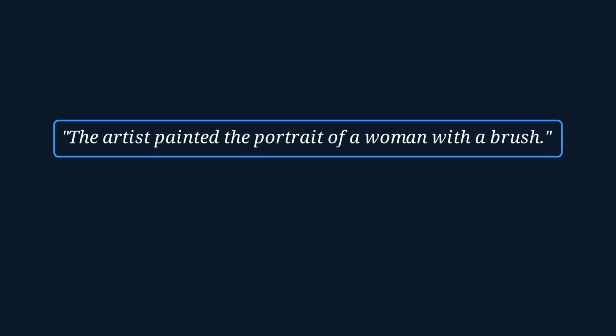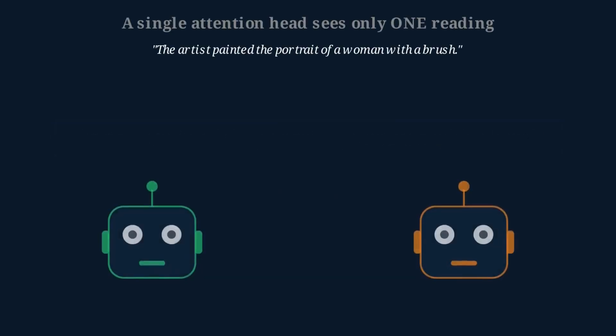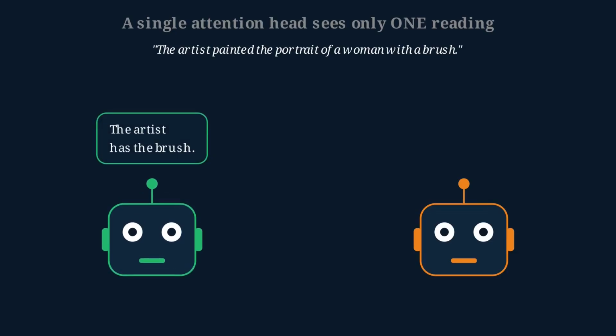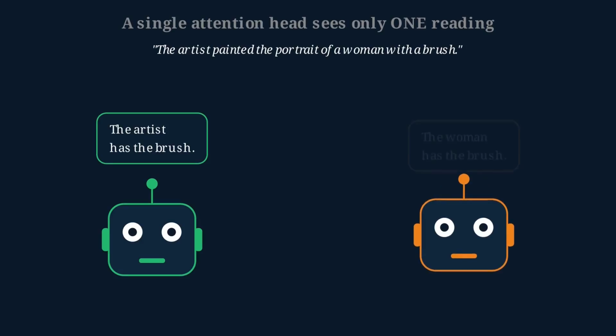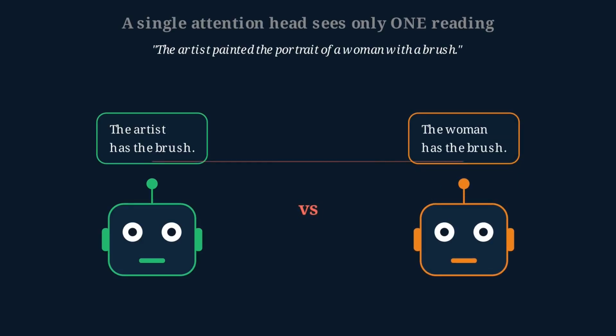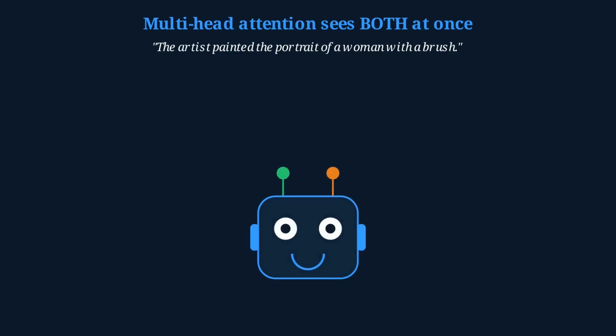Take a look at the sentence. The artist painted the portrait of a woman with a brush. If you ask the question, who is holding the brush, a narrow-minded model might arrive at only one interpretation. One attention head might conclude that the artist has the brush, while another attention head might conclude that the woman has the brush. Both interpretations focus on a single possibility rather than considering the full picture.